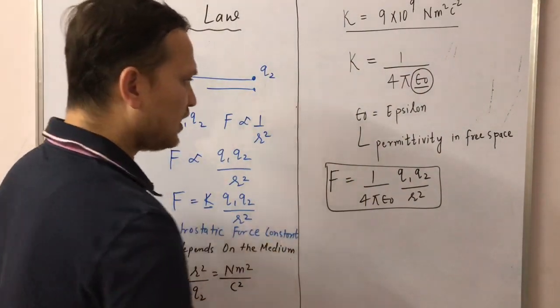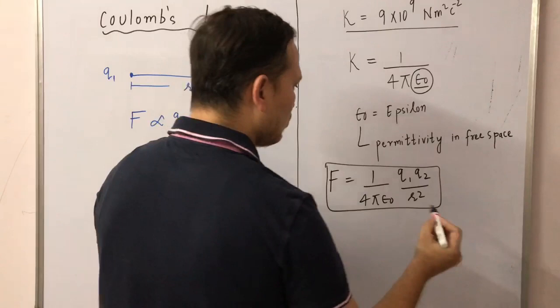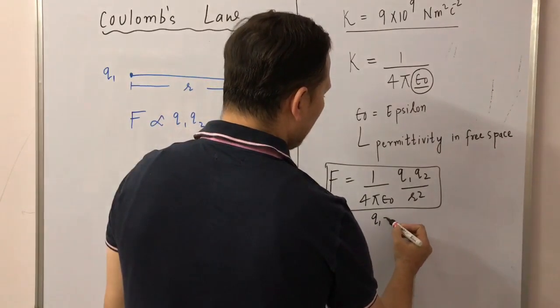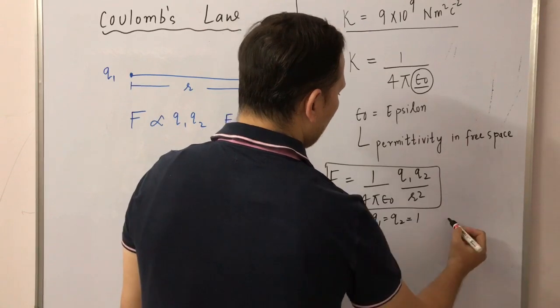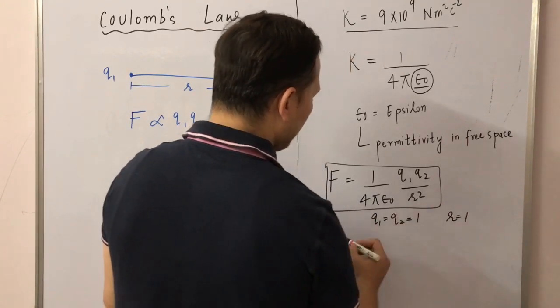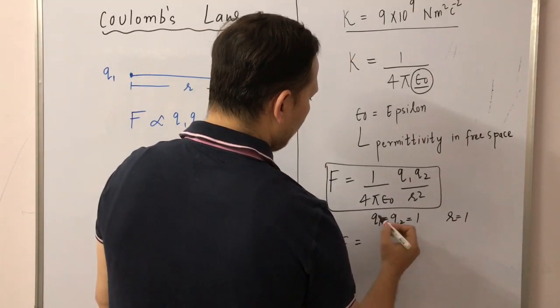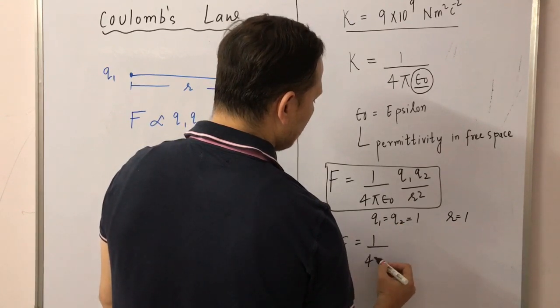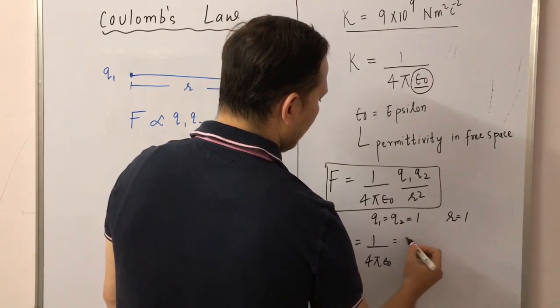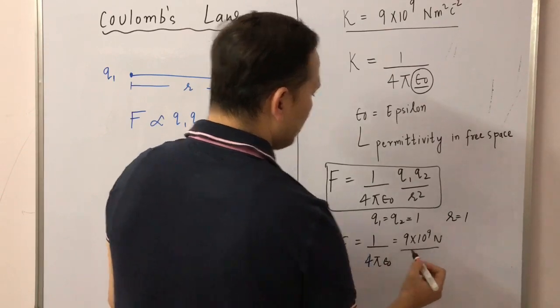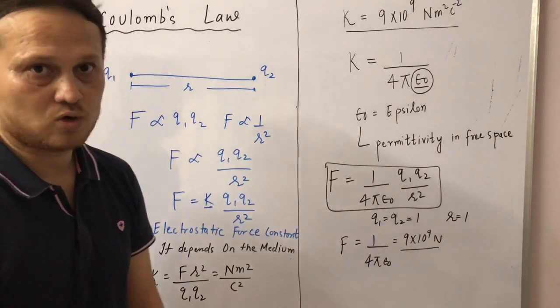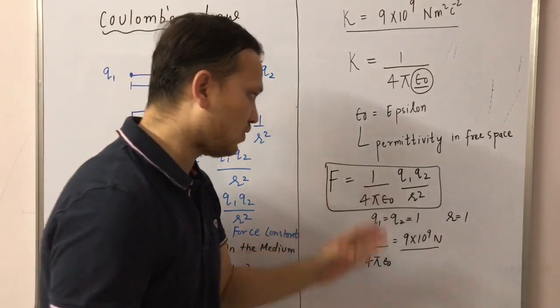Now let us define the Coulomb again. For example, suppose Q1 and Q2 equal 1, and the value of R is also 1. By putting these here, we have 1 upon 4 pi epsilon naught, that is actually 9 into 10 to the power 9 Newton. So now we can define 1 Coulomb. What is 1 Coulomb?